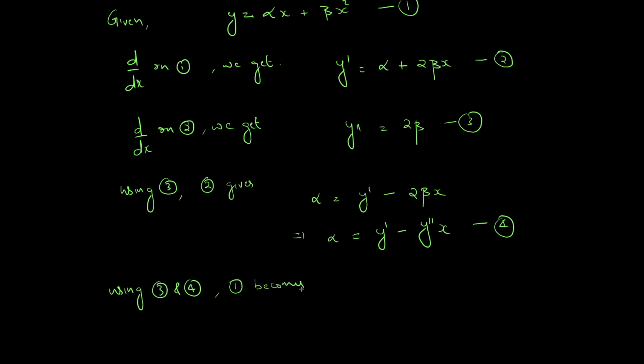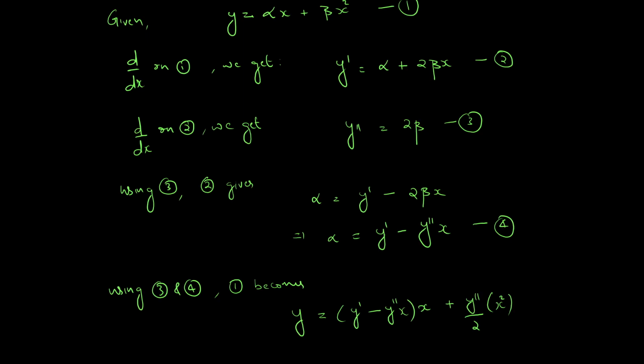1 becomes y equal to alpha x, alpha is y dash minus y double dash x, into x, plus beta into, beta is y double dash by 2, into x square.